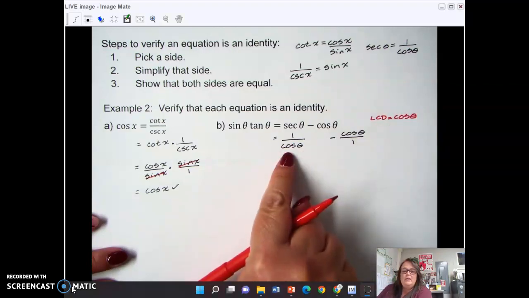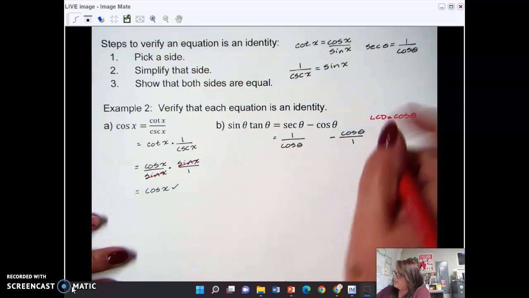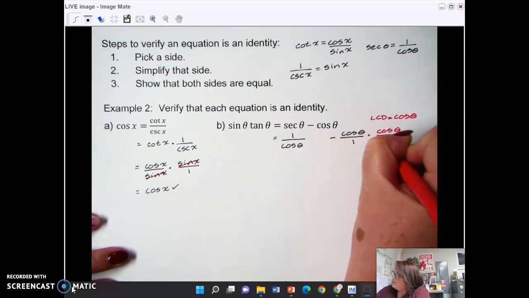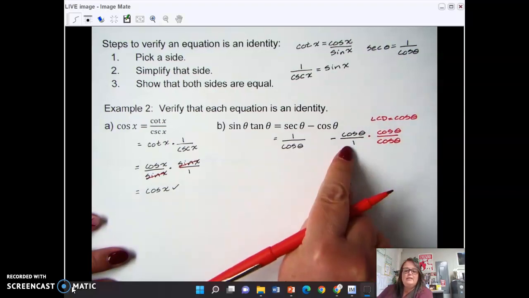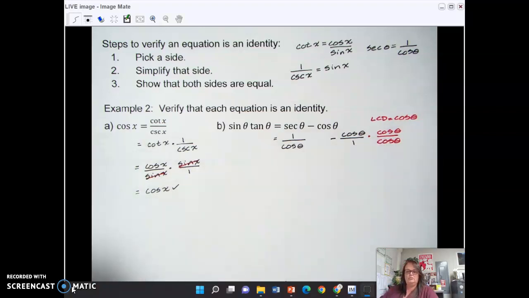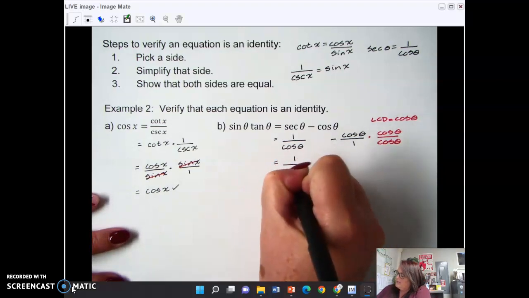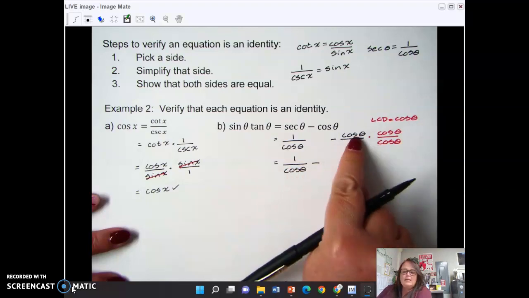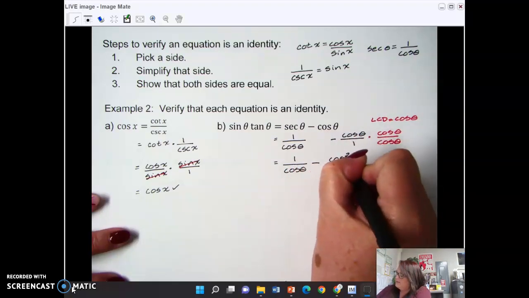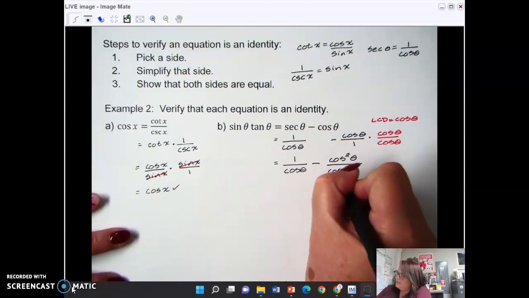So that means this one already has 1. So I actually didn't need that space because I don't need to change it. And then this one, I'm going to multiply by cosine of theta over cosine of theta in order for this to have a common denominator. So remember, cosine of theta divided by cosine of theta is just 1. So when I clean this up, I have 1 over cosine theta minus, and then cosine of theta times cosine of theta is cosine of theta squared. And then my denominator, 1 times cosine theta, is cosine theta.